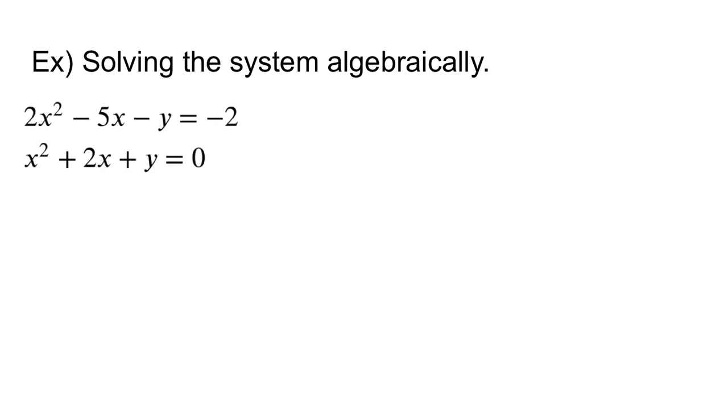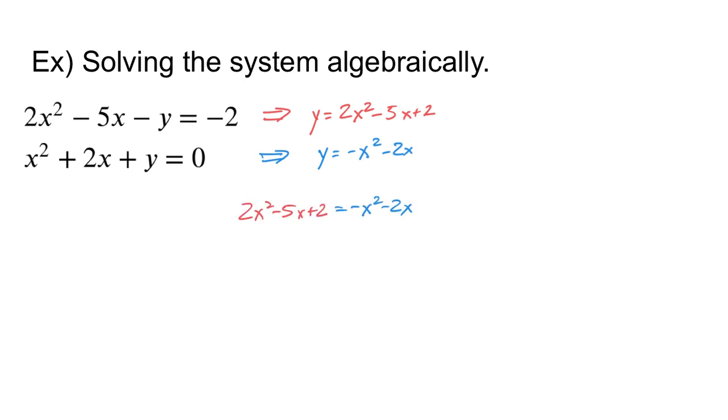So the first thing I'm going to do, as I did in the last problem, is take each one of these equations and set them equal to y, so I'll get them in the form y equals. Now I'm going to take these two quadratic equations and set them equal to each other. Once I have the two quadratic equations equal to each other, I'm going to set them equal to 0. So I'll do that by adding x squared to both sides and then adding 2x to both sides.